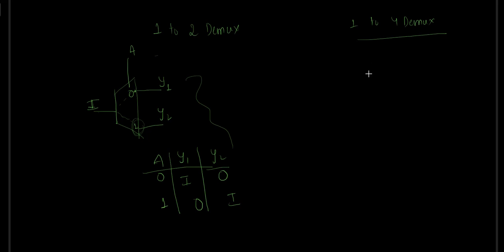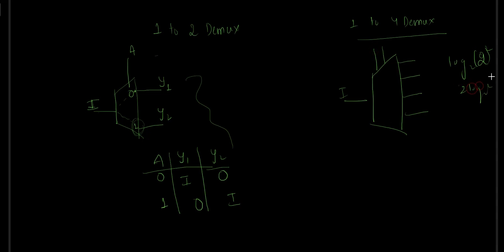What about a 1 to 4 demux? Say I have one input, let it be I, and the outputs are 4. For 4 outputs, log base 2 of 4 is nothing but 2, since 4 is 2 squared, so it will have 2 select lines. Say the select lines are A and B, so the values will be 00, 01, 10 and 11. Say these are my outputs y1, y2, y3, y4. For the corresponding select lines, if the select line is 00, my output will be y1, for 01 y2, for 10 y3, and for 11 the output is selected as y4.